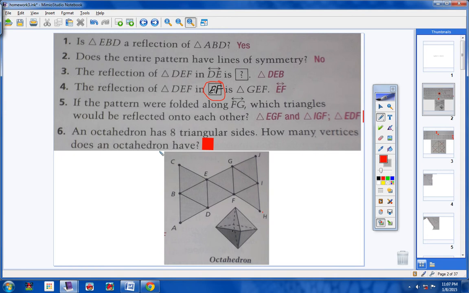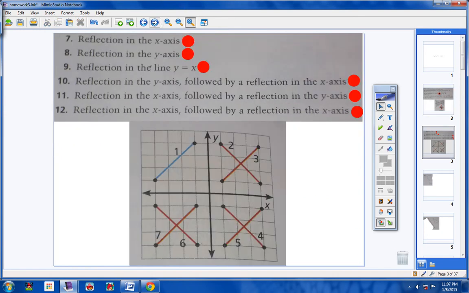Now, quickly finishing up this section, number 6. An octahedron has 8 triangular sides. How many vertices does it have? Well, here's 1, 2, 3, 4, 5, 6. So it has 6 vertices. Okay. Alright, moving on to numbers 7 through 12.